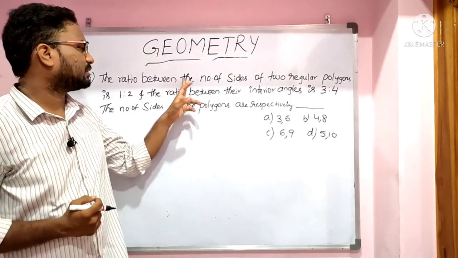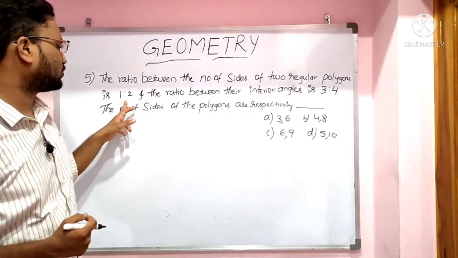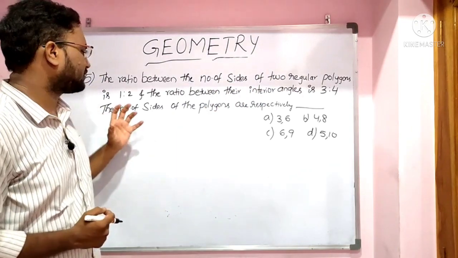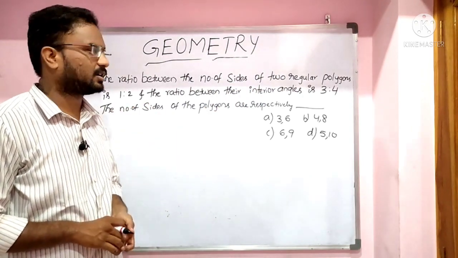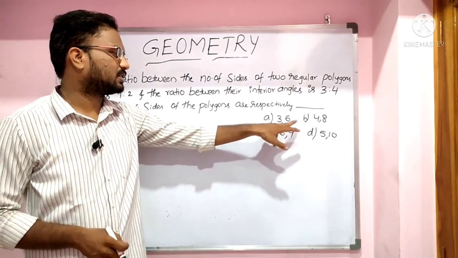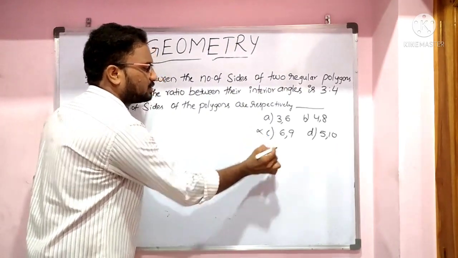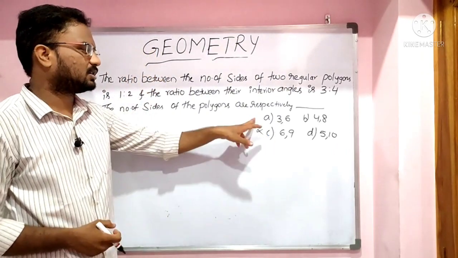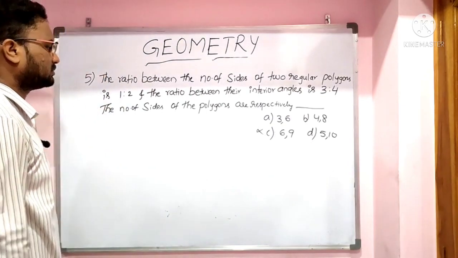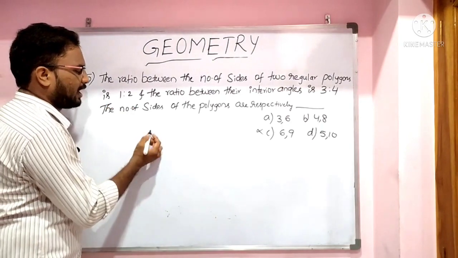The ratio between the number of sides of two regular polygons is 1:2, and the ratio between the interior angles is 3:4. The number of sides of the polygons are respectively. If you observe the options, all are in the ratio 1:2: 3, 6; 4, 8; 6, 9. 6, 9 is not in 1:2 ratio, so it is eliminated. 3, 6; 4, 8 and 5, 10 are all in 1:2 ratio.